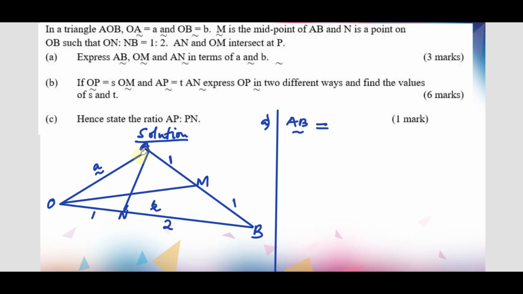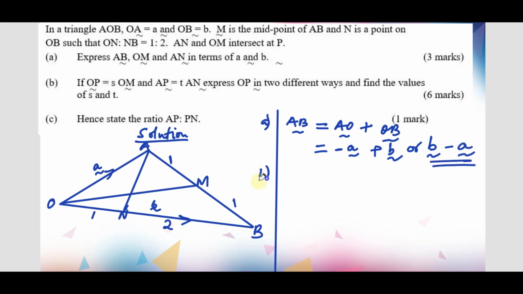So we want to get vector AB. From A to B, we can follow this route: AO plus OB. That will give us AB. If OA is this direction, then OB is this direction. Moving from A to O, we are moving in the opposite direction to OA, so that will be negative A. OB is in the same direction, so that will be plus vector B. You can write it like that, or simply as vector B minus A. So that is AB.